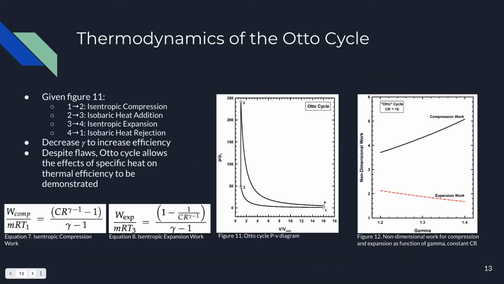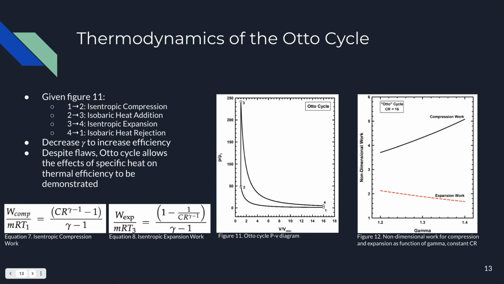So figure 11 shows a PV diagram of the Otto cycle with the isentropic compression and expansion, and the isobaric heat addition and rejection. And then moving to figure 12, we're looking at gamma here and the effects of gamma on the compression work and expansion work. This relates back to what we talked about before, where decreasing gamma, which is the specific heat ratio, is going to change or alter the efficiency of the engine.